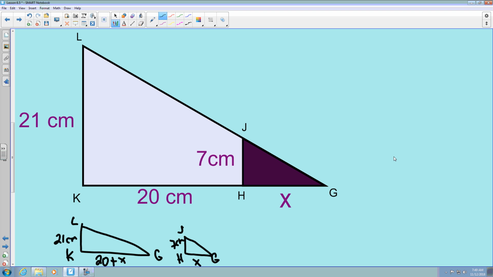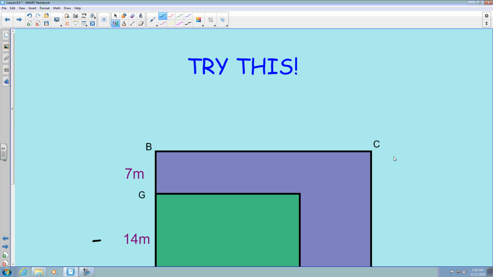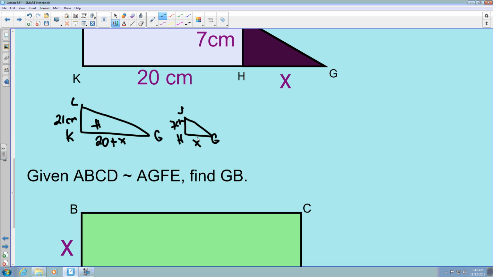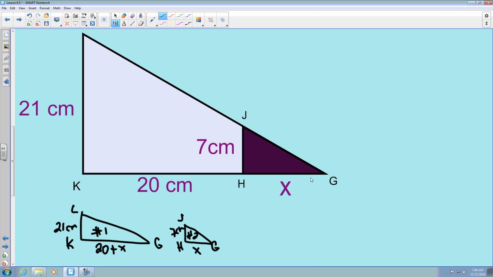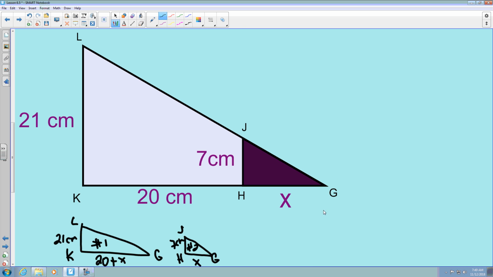All right. So just so it separates it, I'm going to say this is shape number 1 and this is shape number 2. Okay. So same idea as in the previous problems when we typed the similarity statement, where I'm going to use everything for shape number 1 on the top, using everything for shape number 2 on the bottom.